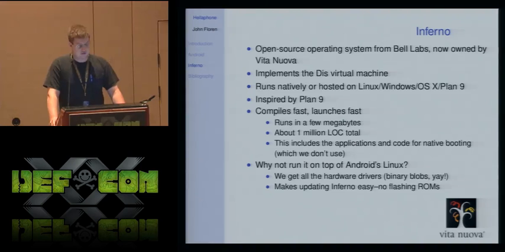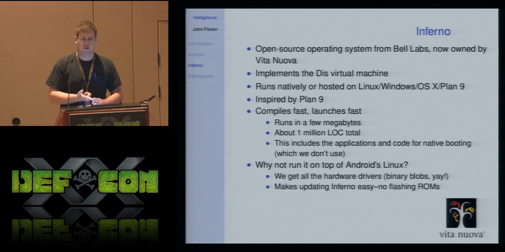As it says here, it only takes a few megabytes of RAM. I think in our environment, when you run the windowing system and a bunch of daemons, you're talking about maybe 16 megabytes of RAM used. And there's about 1 million lines of code. This includes the kernel, a whole bunch of applications, the windowing system, and a bunch of drivers for use on native hardware, which we don't even use.